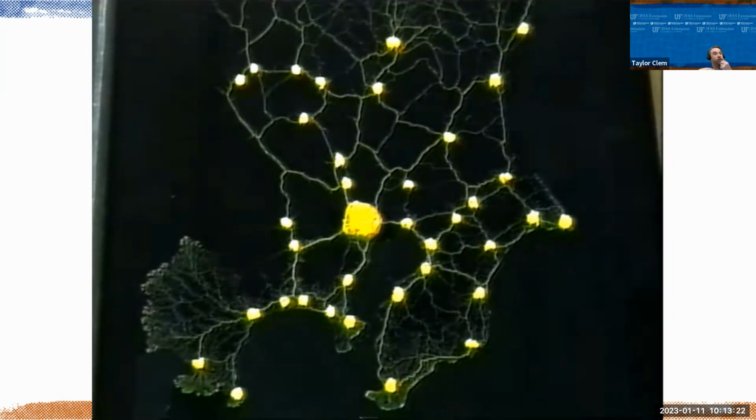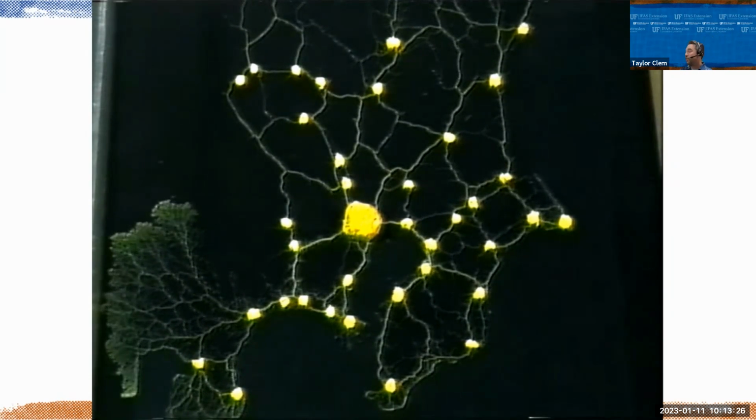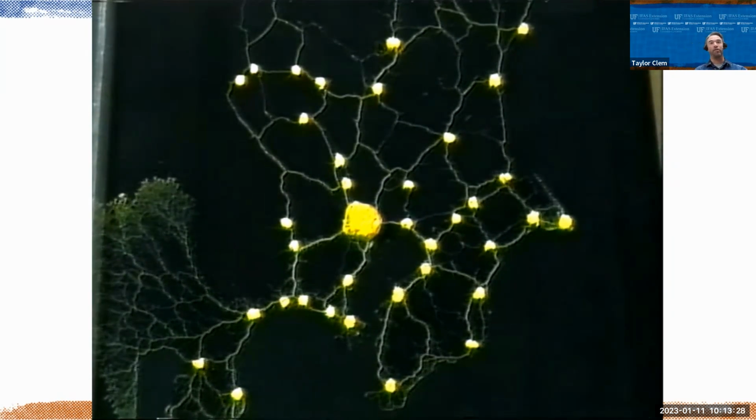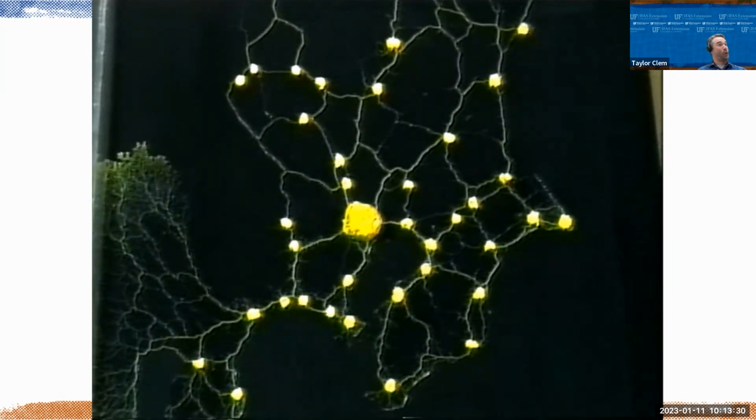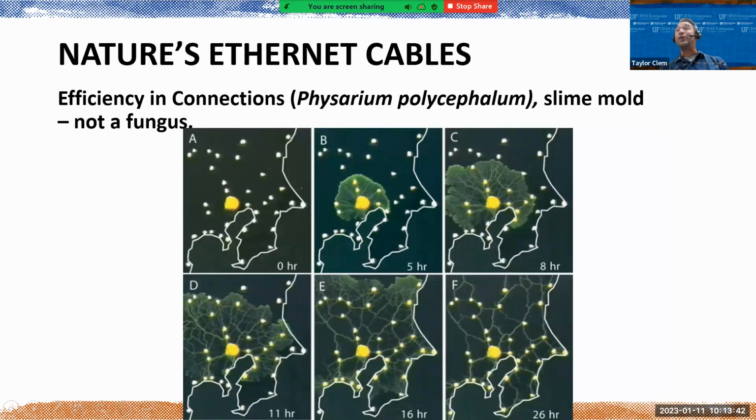It's sending those nutrients, that food, that sugar all throughout the slime mold. And look how now this network has created itself. Cool, right? I know. That's on the floor. Now you can see why this is a cool thing.